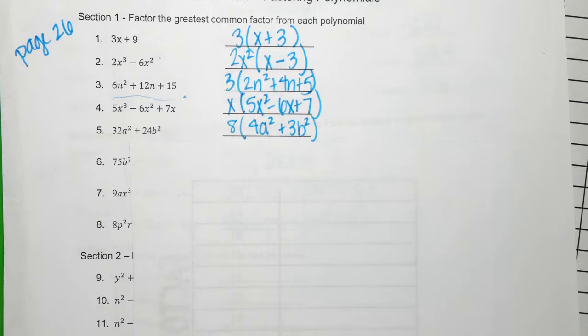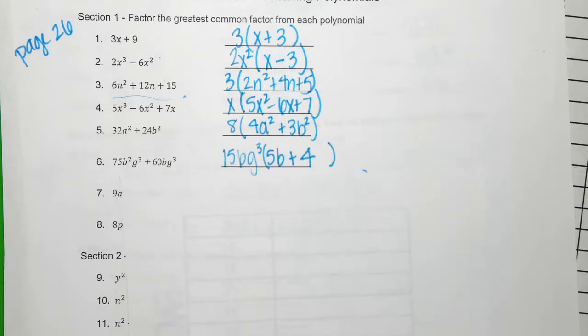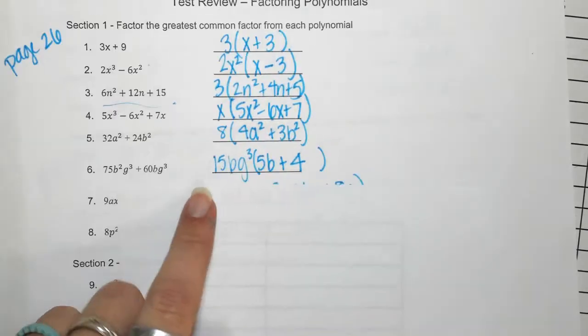24 divided by 8. Does everybody see how I got 3? Are we ready for number 6? What did y'all get for the GCF of number 6? 15 BG cubed. Yep. You can't pull an 8 out, because they both don't have it. So 75 divided by 15 gives us 5.